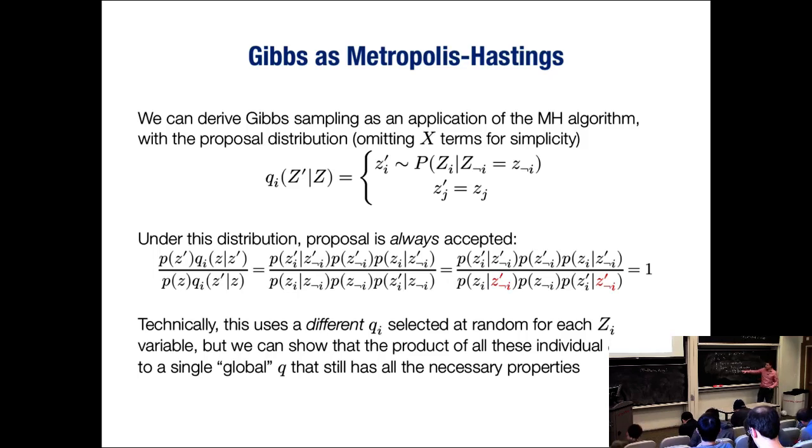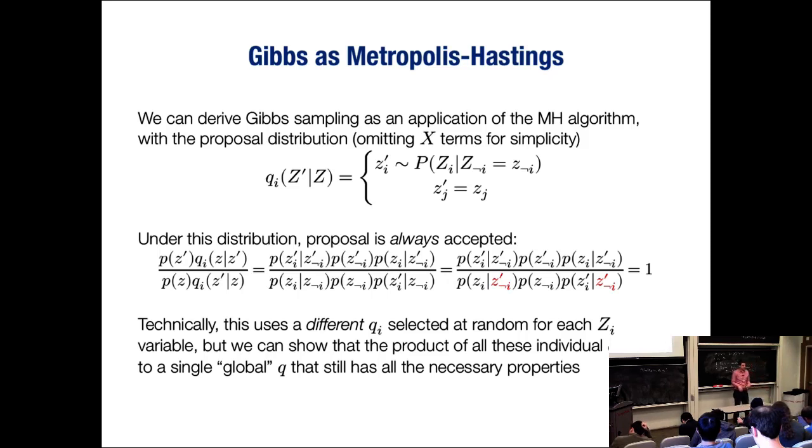Every time you pick a new i at random and you sample that i given all the rest. You repeat the picking i at random part. So I pick variable 2, I sample it given everything else. Then I pick variable 1 randomly, sample it given everything else, and I repeat this process, and that will converge to samples from the target distribution.